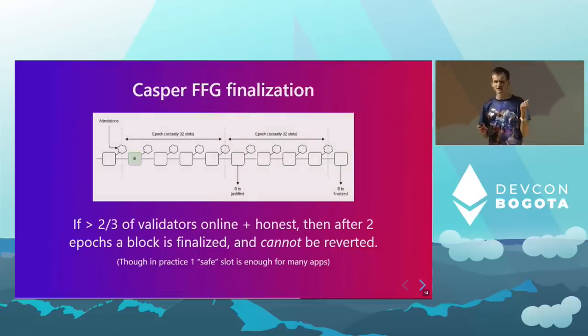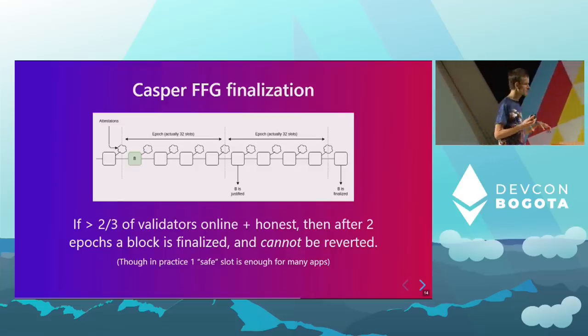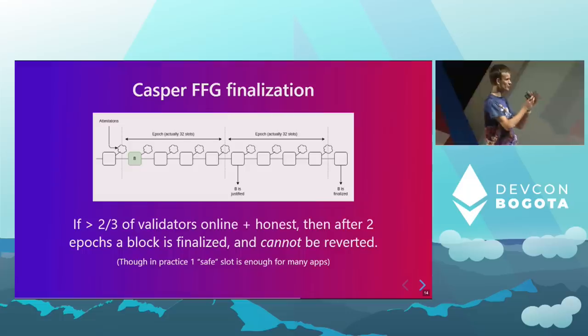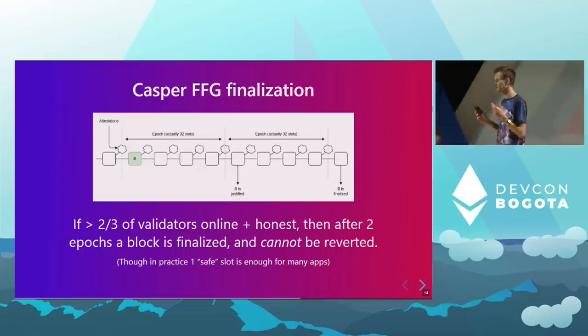There is also a mechanism called Casper FFG finalization. Casper FFG finalization is an extra gadget that lives on top of this attestation game, and it gives us this special property: if more than 2/3 of validators are online and honest, then after 2 epochs, where 1 epoch is 32 slots, or 6.4 minutes, so after 12.8 minutes, a block gets finalized, and that block cannot be reverted.